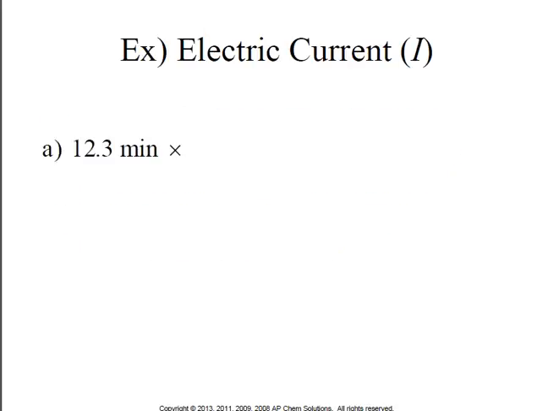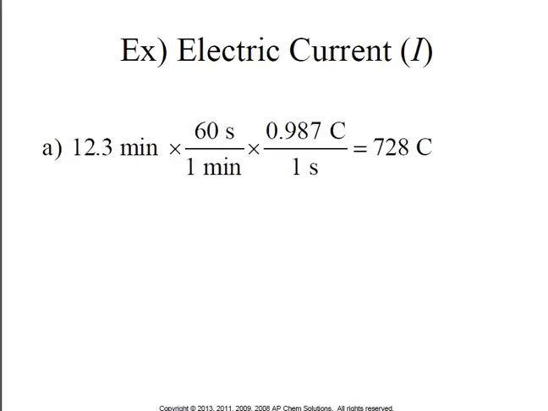All right, so first we're going to change minutes into seconds by multiplying by 60. And then they're using their amps to go to coulombs. Now, another thing to note is that an amp, A, is the same thing as a coulomb per second.